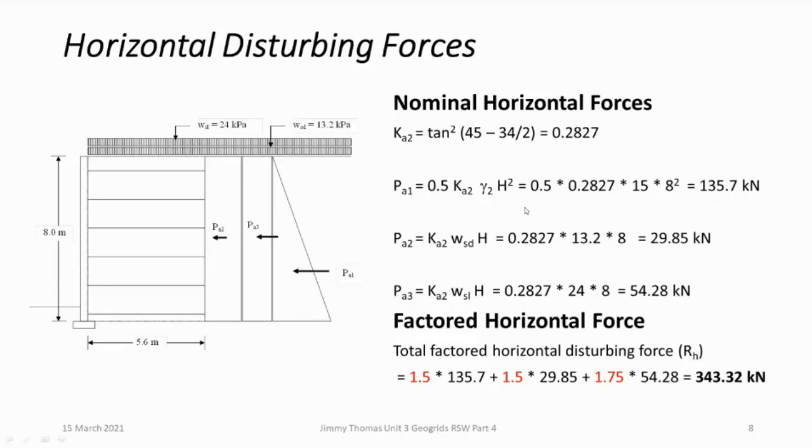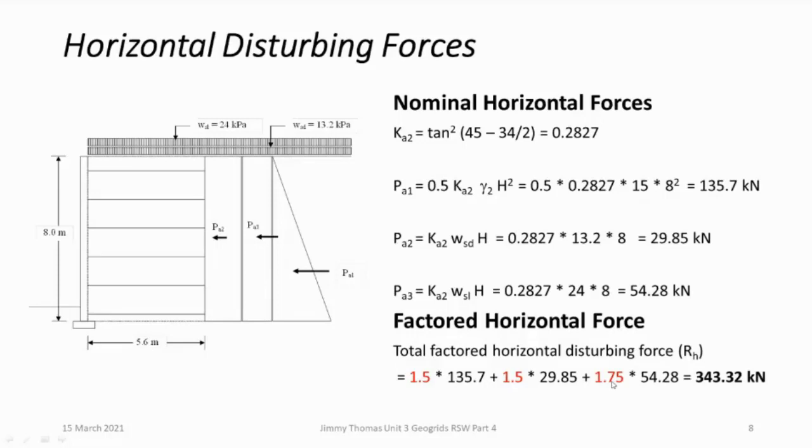Now, in LRFD, these are the nominal loads, or sort of actual loads. Then we have to multiply them by the load factors. These load factors are given in the FHWA guideline. For the pressure applied by the fill, we have to consider 1.5. Similarly, for the UDL, the dead load, a load factor of 1.5. But for the live load, we have to consider 1.75.